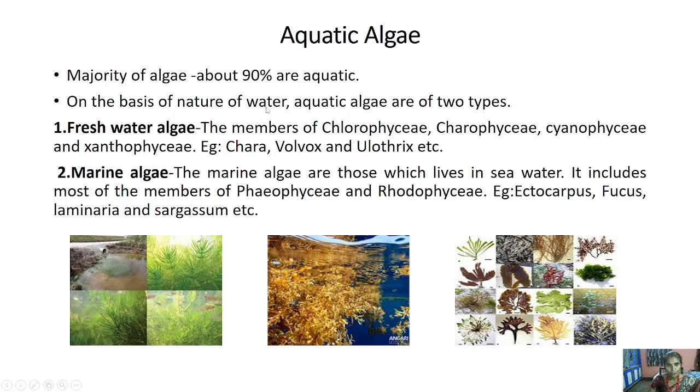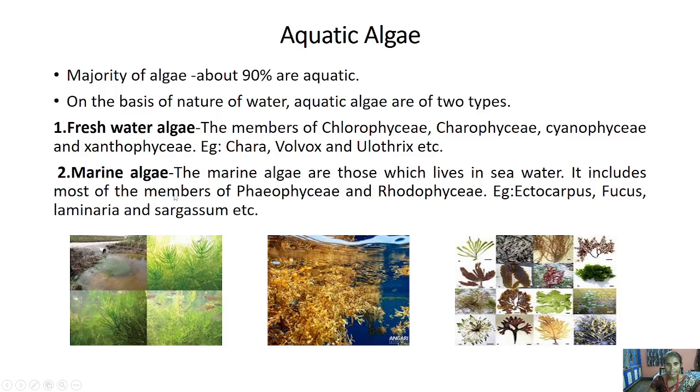So, on the basis of the nature of water, aquatic algae are generally categorized into two types: freshwater algae and marine algae. The members of Chlorophyceae, Charophyceae, and Cyanophyceae, that means green algae, blue-green algae, and yellow algae, prefer to grow in freshwater bodies like ponds, rivers, ditches, streams, etc. Examples of freshwater algae include Chara. In this diagram, we can see Chara, which grows in freshwater bodies, and also Volvox and Ulothrix. They are examples of freshwater algae.